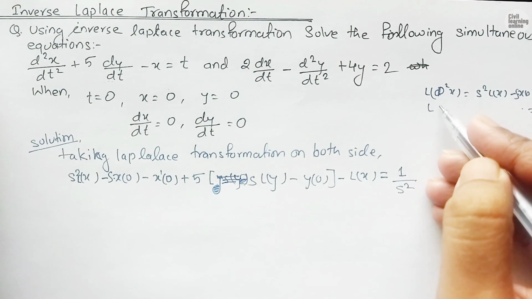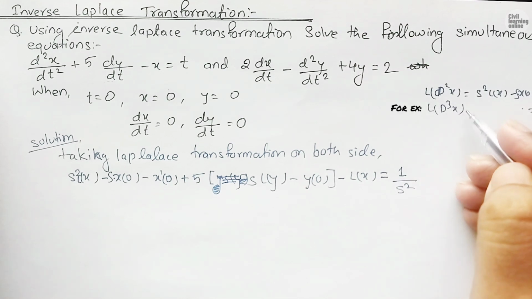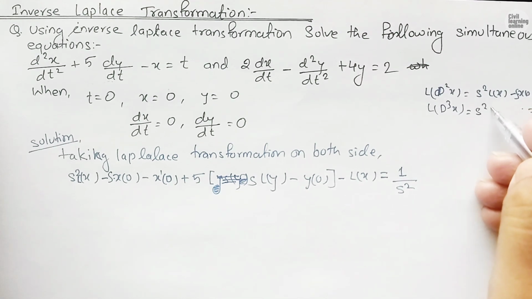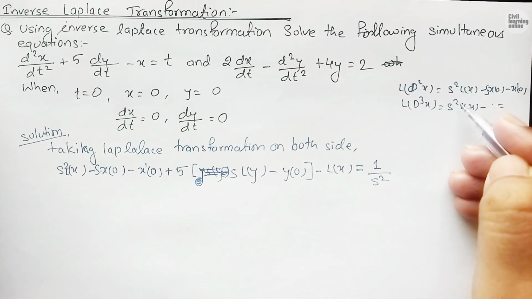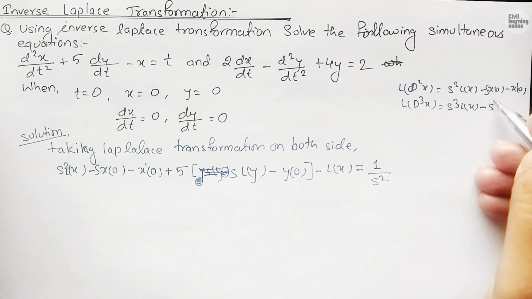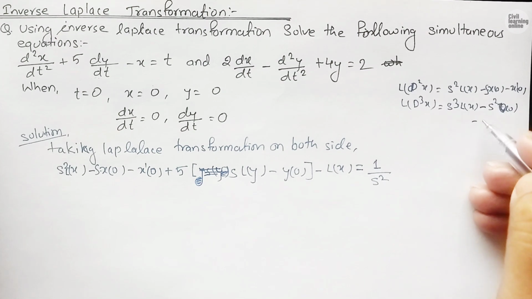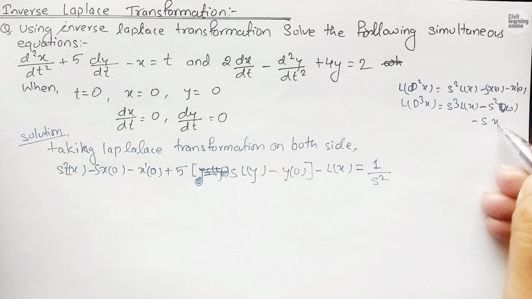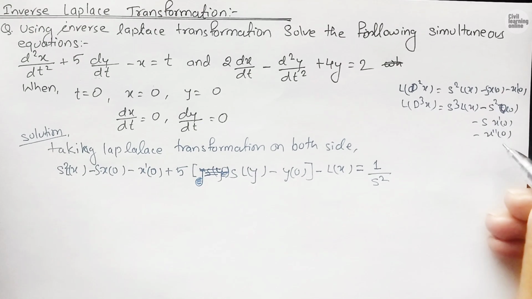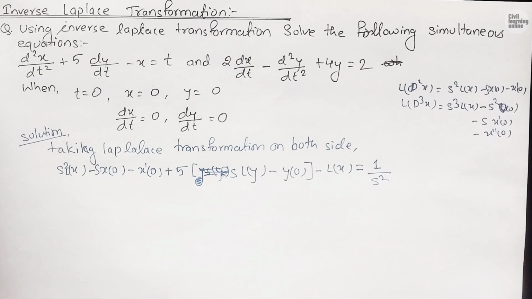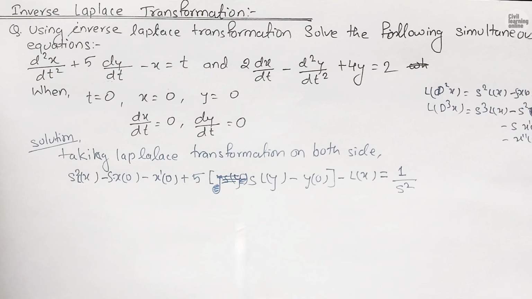Let me make this clear with one more example. We have a third order derivative of x, so it will be s cube times Laplace transformation of x minus s square times x0 minus s times x dash 0 minus x double dash 0. This is how we proceed while resolving the Laplace transformation of the derivative order. So this is what we get.